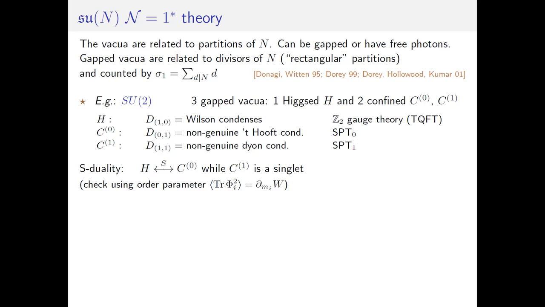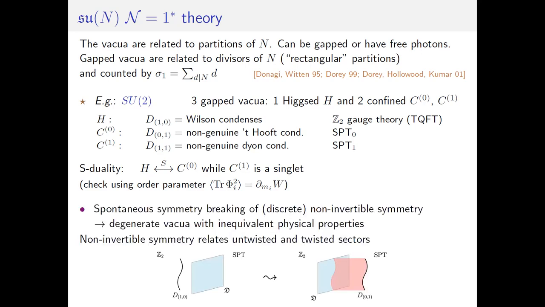Now, if we look at the action of S-duality on this theory, it turns out that the Higgs vacuum is mapped to one of the confining vacua, while the other confining vacuum is a singlet. For instance, this can be checked using an order parameter for the breaking of the non-invertible symmetry. But what we obtain is the perhaps surprising, or perhaps not, I don't know, result that the spontaneous breaking of a non-invertible symmetry produces degenerate vacua which have inequivalent physical properties, because one of them is a Z2 gauge theory, the other one instead is a trivially gapped vacuum.